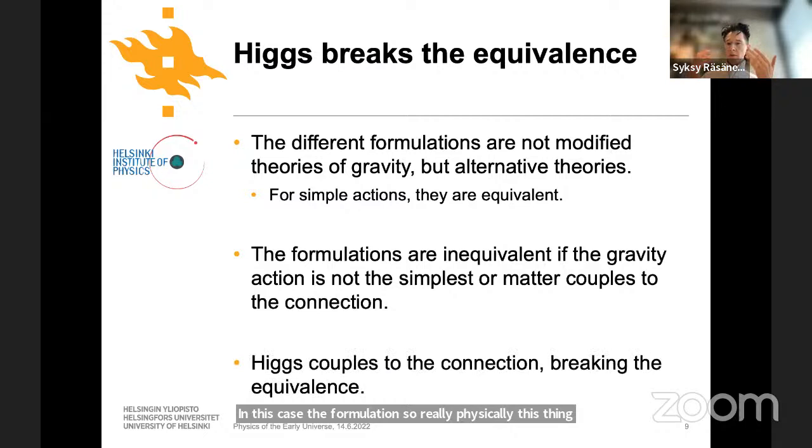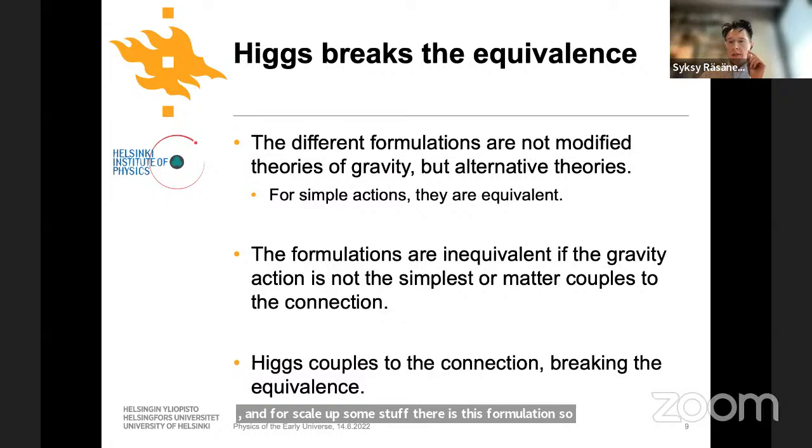And here is where we get back to Higgs inflation. As I noted, you necessarily have a non-minimal coupling between the Higgs and the Ricci scalar, which of course depends on the connection. So the Higgs field breaks the equivalence between these different formulations of GR. You know, Higgs exists, so we know that nature is described by a scalar-tensor theory, and for scalar-tensor theories, these formulations are inequivalent.